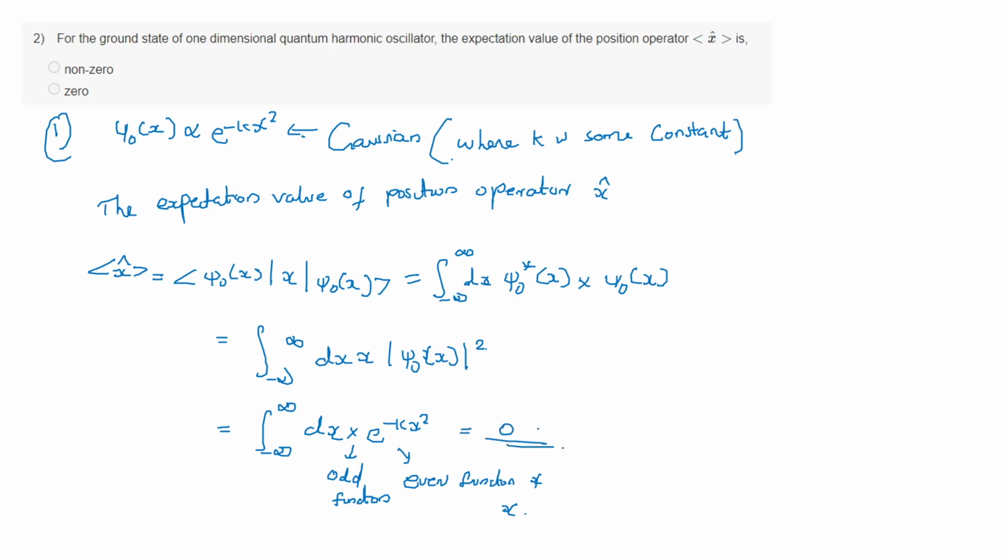So this is an odd function, this is an even function. The product of an odd and an even function will be an odd function. If you integrate an odd function from minus infinity to infinity, which is a symmetrical interval, then your answer will be 0. Then we can tell that the expectation value of x will be 0. So the answer is 0. So this is one method. Please go through it, then we will go to the other one.